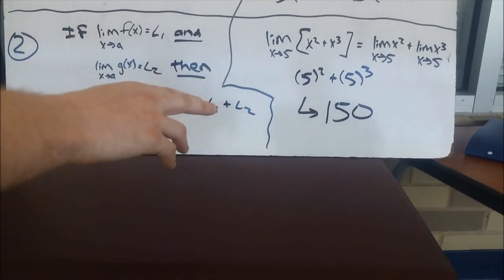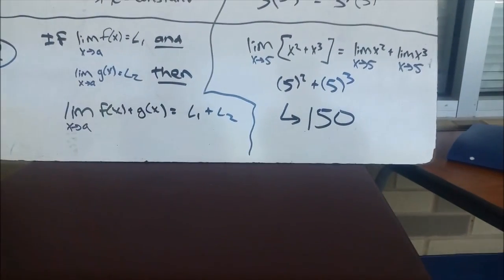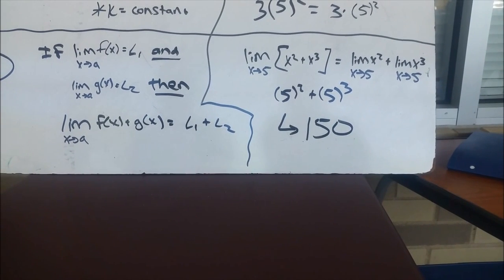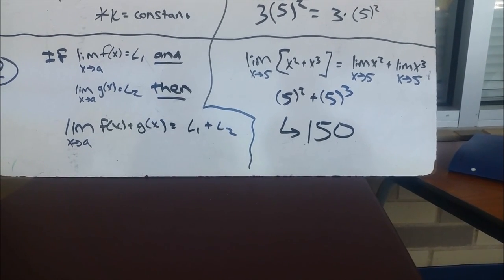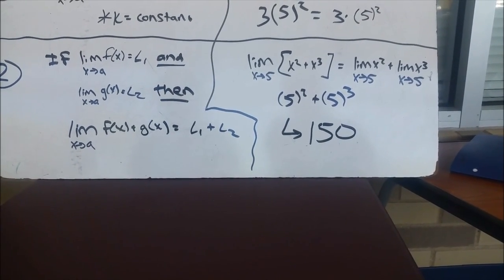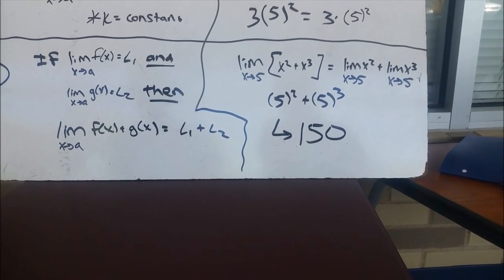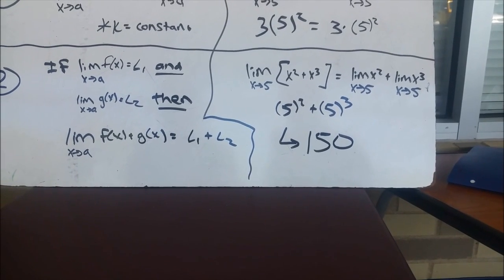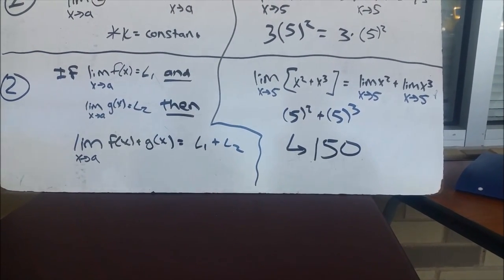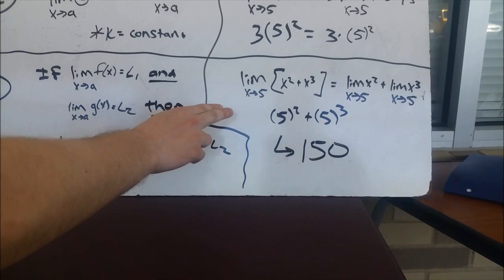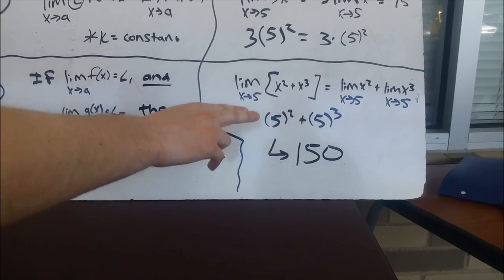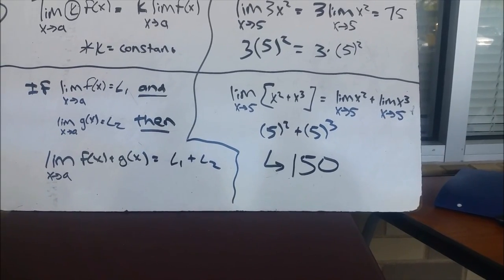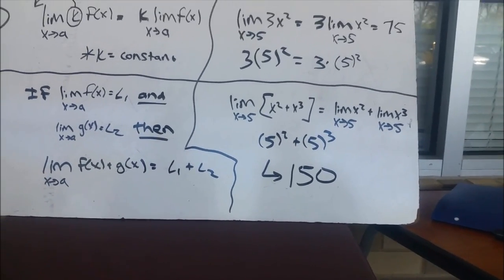In our example, we have the limit of x squared plus the limit of x to the third. And since they're both going to 5, we can combine them into one total function. That function would look like the limit of x squared plus x to the third, as x goes to 5. Then what we would do is plug that 5 value into each x value, so we'd get 5 squared plus 5 to the third, resulting in 150.